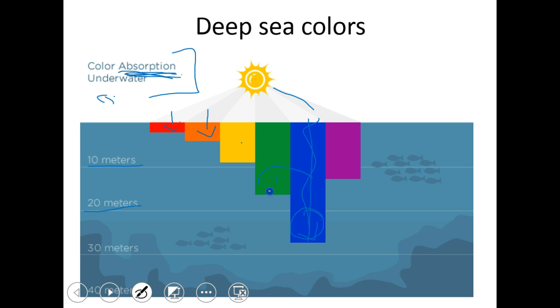And blue is primarily what's available beyond 10 meters. So if you go diving on a reef, all of your pictures just look blue because that's most of the light that's down there. There's not a whole lot of red, orange, or yellow.